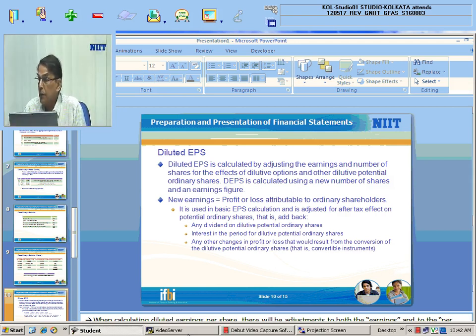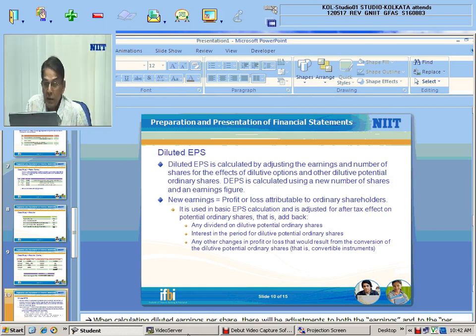So whatever interest has been paid to the debenture holders should be added back on a post-tax basis. Whatever dividends have been paid to the convertible preferred shareholders will be added back, again on a post-tax basis. Okay. So we have to do the after-tax effect to add back any dividend on dilutive potential ordinary shares, interest in the period for dilutive potential ordinary shares like convertible debentures, convertible bonds, and any other changes in profit or loss that will result from the conversion of the dilutive potential ordinary shares.